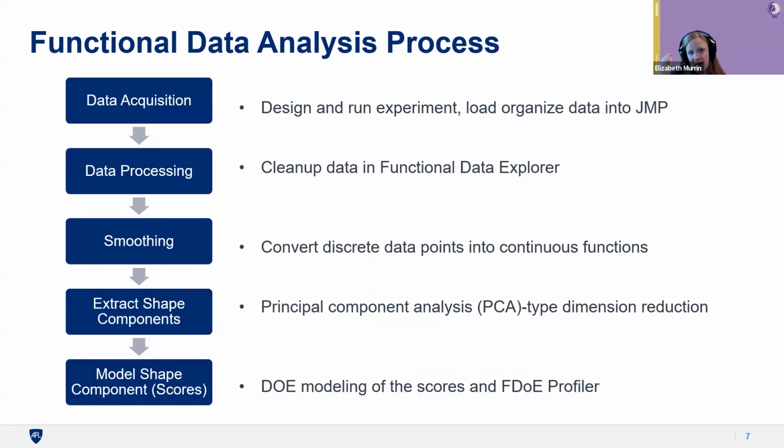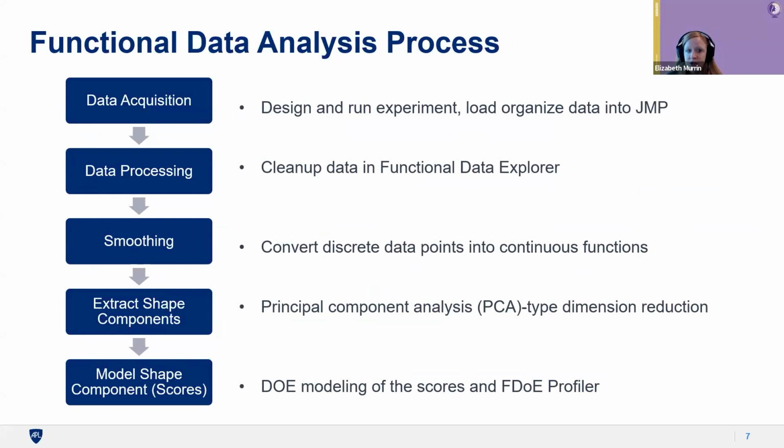So this is a flow chart of our general process. So you start with the data acquisition phase. We did this already when we had our design of experiments. So we essentially designed how many test runs we wanted to do. We ran our experiments. We ran it into our physics-based model. We loaded and organized our data into our tool JMP.